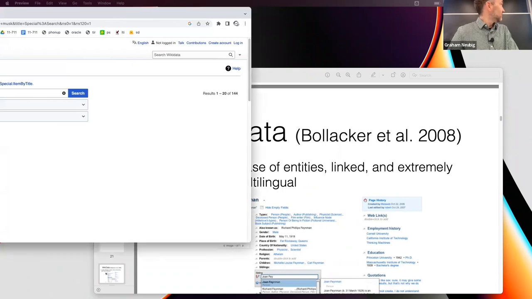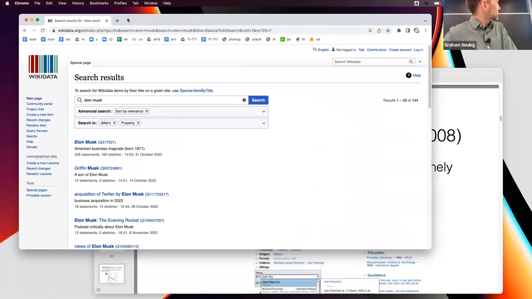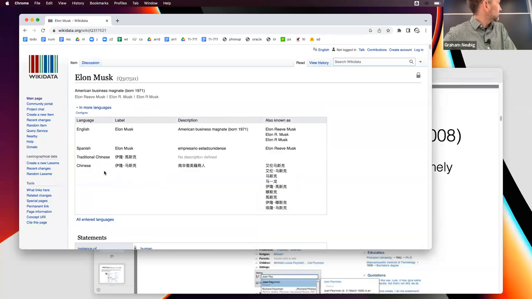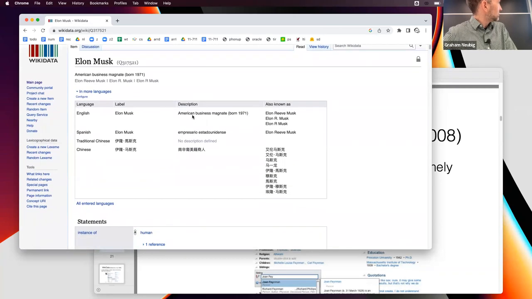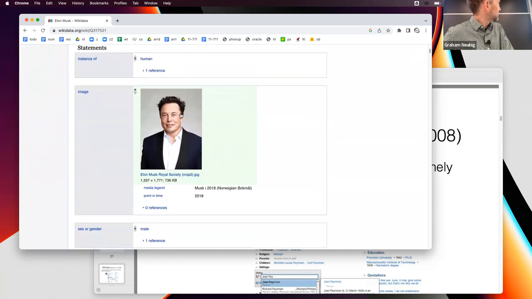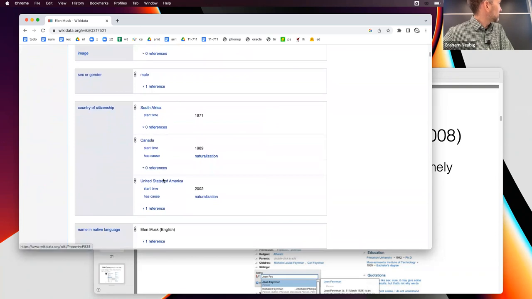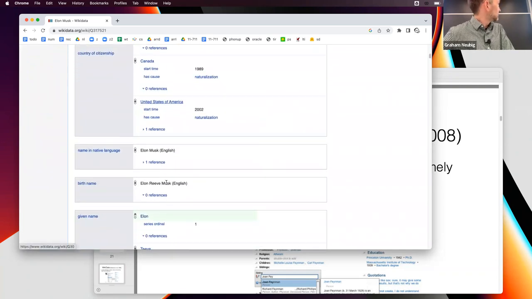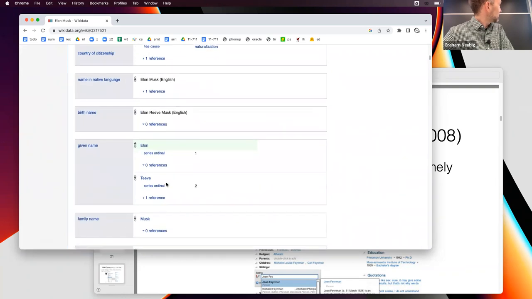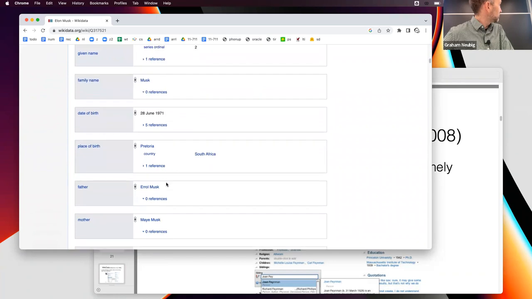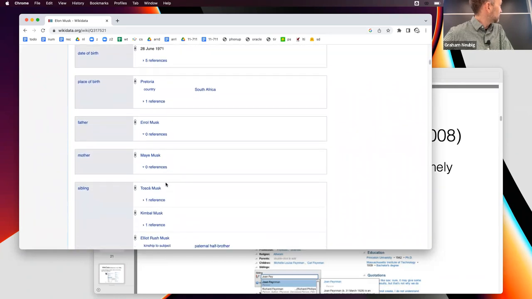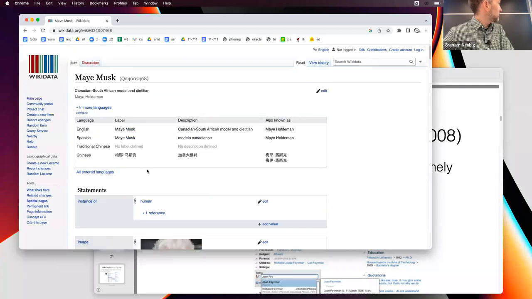Okay. So Elon Musk, of course, is included in Wikidata. He's an American business magnate, which actually is interesting. I didn't know his citizenship. So I guess maybe his citizenship is American. And you can go down: sex or gender, country of citizenship, South Africa, Canada, and US. So that tells you he has citizenship, tells you the birth name, given names, family name, date of birth, place of birth, father, mother. And you can also click through to these. So these are relations. Because we have relations, this clicks to another entity in the graph.